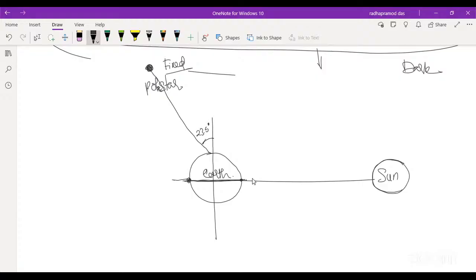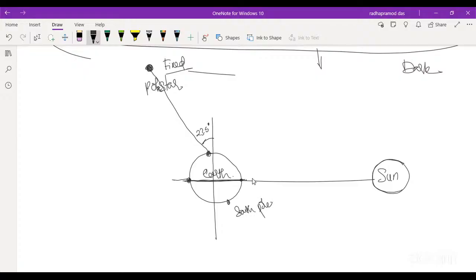So the sun is this horizontal line, and the pole star is that angled line going that side. It is not directly. But because the pole star is always fixed, that's why we say the earth is tilted towards the pole star. Because we have the north pole and the south pole here. This is the north pole and this is the south pole.